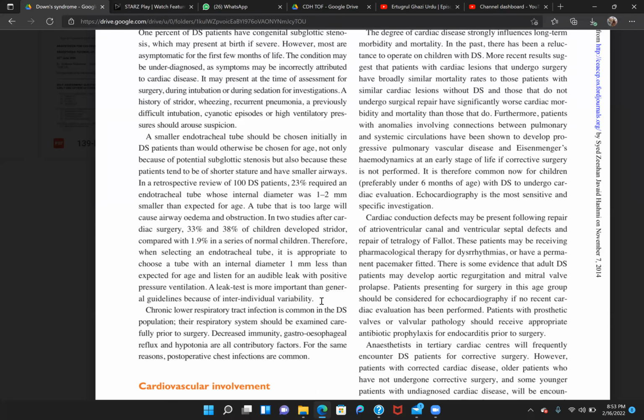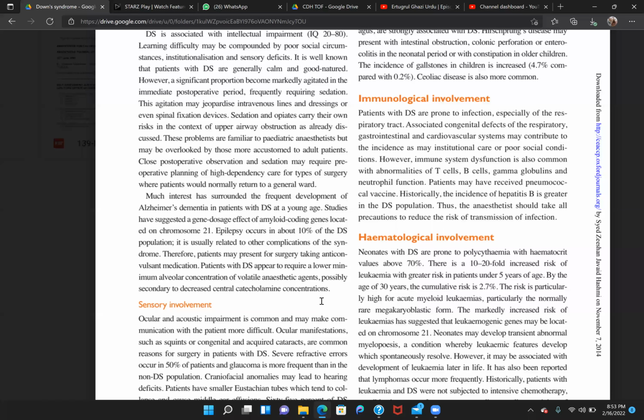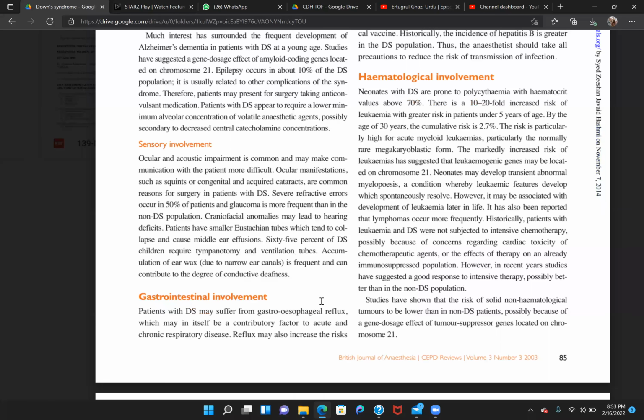Sir, there is post-op chest infection, and there is post-extubation croup, and there is hypotonia. Yes. Okay. So we discussed some of these things before. Some of the things are coming again and again.